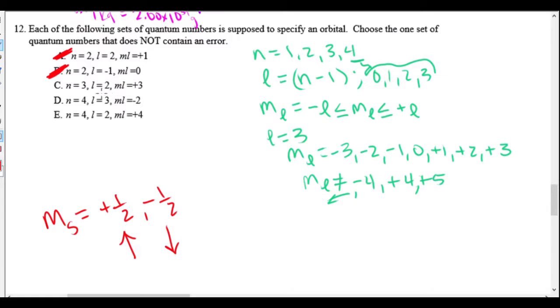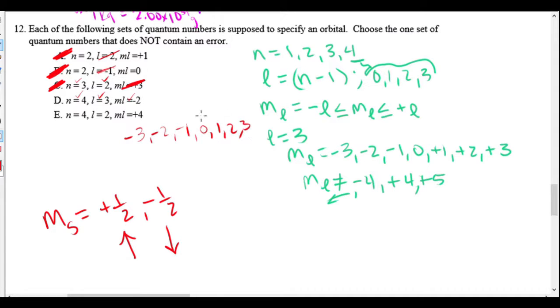For C, n equals 3, L equals 2. So we're good on the L, and we're good on the n. Our m sub L is positive 3, though. Well, we said that our m sub L has to be greater than or equal to negative L, and less than or equal to positive L. Well, positive 3 is greater than 2, so nope. For D, our n is 4, so our L is 3. That's perfect. And then our m sub L is negative 2. Perfect. That's good. Remember, it could be negative 3, negative 2, negative 1, 0, 1, 2, 3.